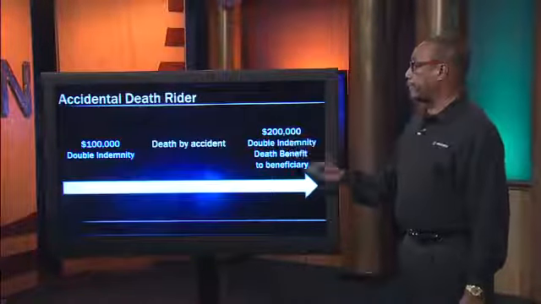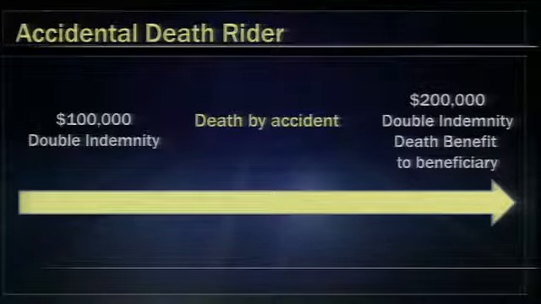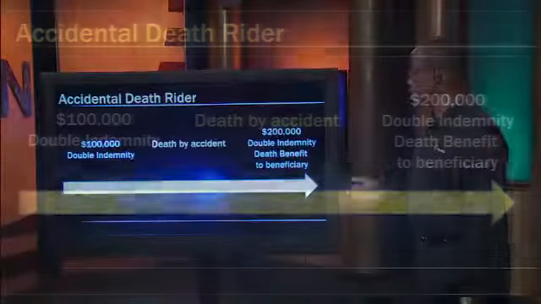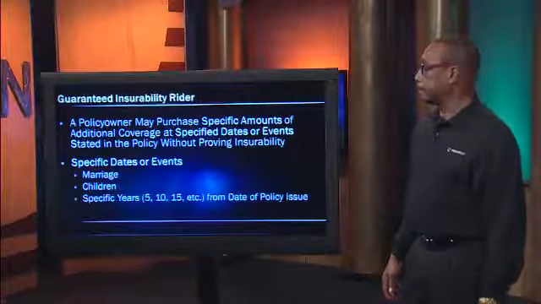An example of an accidental death rider is that we have a standard $100,000 policy coverage. If the death is caused by the accident, as defined by the policy, the payout would be $200,000 or double indemnity benefit payable to the beneficiary.